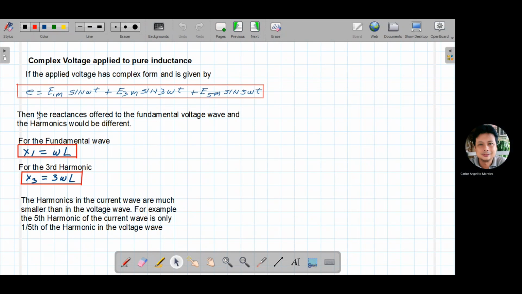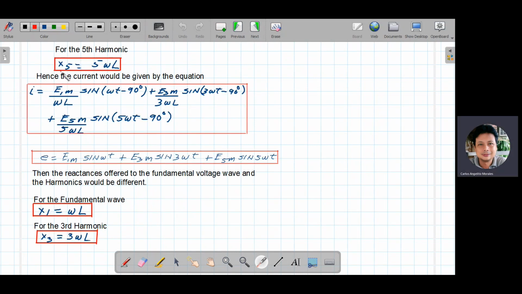So then the reactance offered to the fundamental voltage wave and the harmonics would be different. So for the fundamental wave, yung reactance 1 is equal to the angular frequency times the inductance. For the third harmonic, the reactance 3 is 3 times the angular frequency times the inductance. So the harmonic in the current wave are much smaller than the voltage wave. For example, the fifth harmonic of the current wave is only 1/5 of the harmonic in the voltage wave.